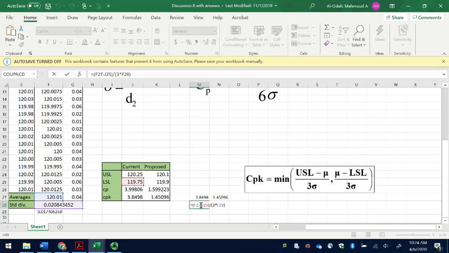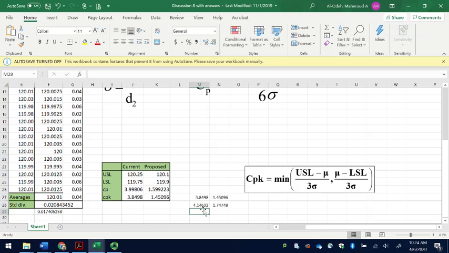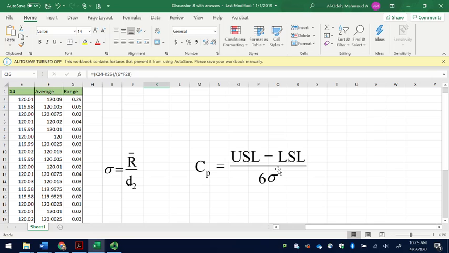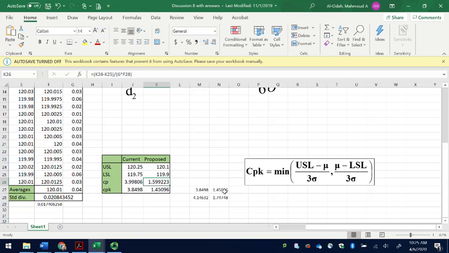On the other side, we start with the average of the average, x double bar, minus the lower specification limit, so 120.01 minus 119.75 divided by 3 sigma, and this will give you 4.14. So we take the minimum between these two, and this will be 3.8498. On the other side, for the proposed, we follow the same thing. We calculate the CP using this equation, upper specification minus the lower specification divided by 6 sigma. And for the CPK, we find the minimum between these two and take it. As you see here, I found the minimum to be 1.45, and this is the CPK.